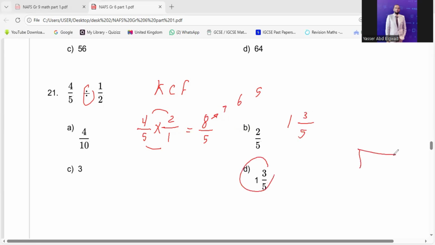We can do a long division like this. 8 divided by 5, we get 1. 1 multiplied by 5 is 5, subtract, we get 3. So the answer is 1 and 3 out of 5. Like this. Another way. The next one.